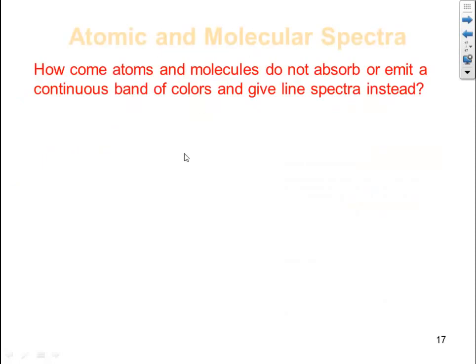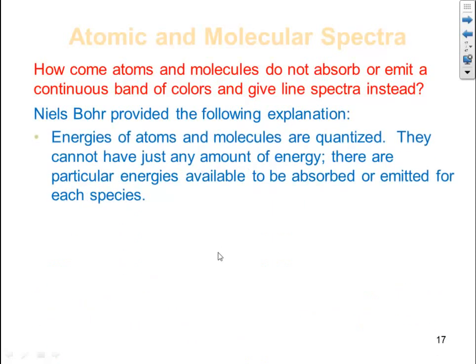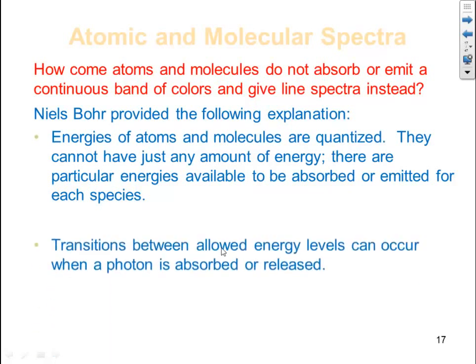How come atoms and molecules do not absorb or emit a continuous band of colors and give line spectra instead? Niels Bohr provided the following explanation. Energies of atoms and molecules are quantized. They cannot have just any amount of energy. There are particular energies available to be absorbed or emitted for each species.